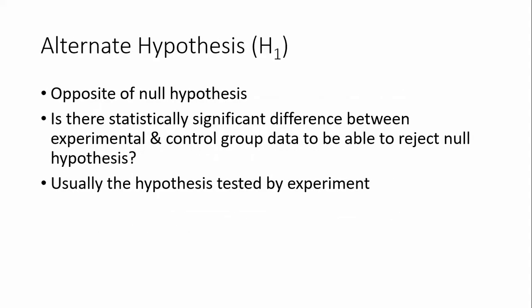So I mentioned an alternate hypothesis. The alternate hypothesis is the opposite of the null hypothesis. So in the null hypothesis, you say these two variables have no relationship. In the alternate hypothesis, you say these two variables do have a relationship, and this is how the independent affects the dependent. It also is letting you see, is there a statistically significant difference between the data from your experimental and your control groups to let you reject the null hypothesis. And usually this is the hypothesis that we're traditionally used to forming for an experiment, that if-then statement. And it's usually going to be the hypothesis that is tested by the experiment.